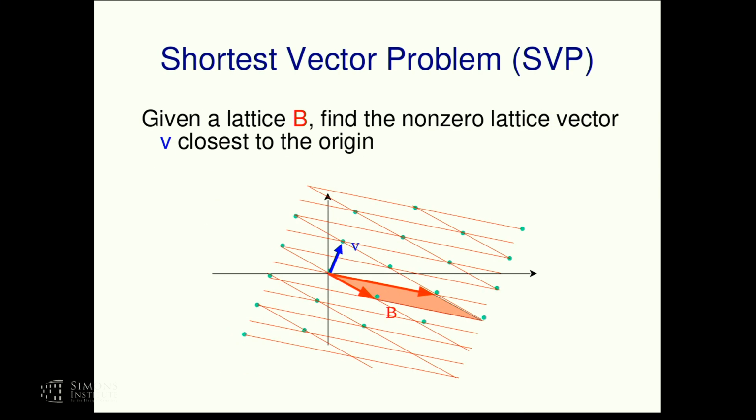Now, there are two main problems that are studied in this area. One is called the shortest vector problem. You are given a lattice described by a basis, and you want to find the shortest non-zero vector in the lattice, which, as you can see in this picture, is not necessarily one of the two basis vectors. You might have to take some combination of the basis vectors to find the vector with the smallest possible length.